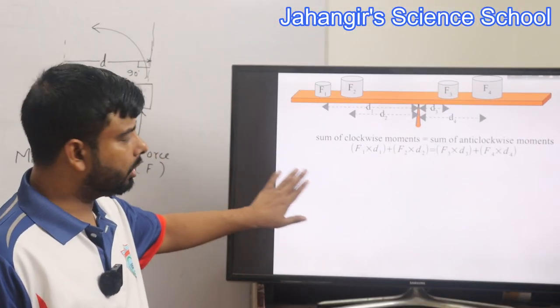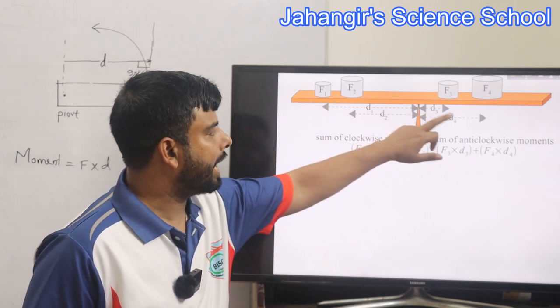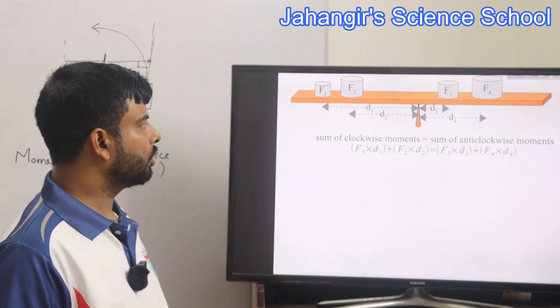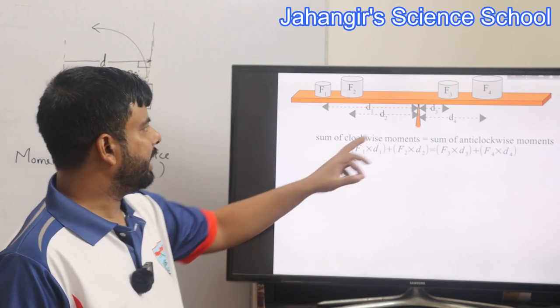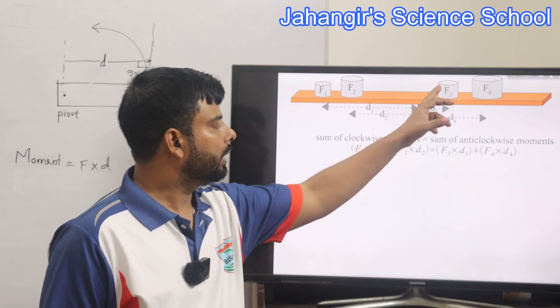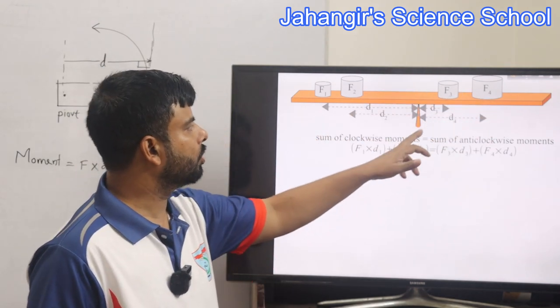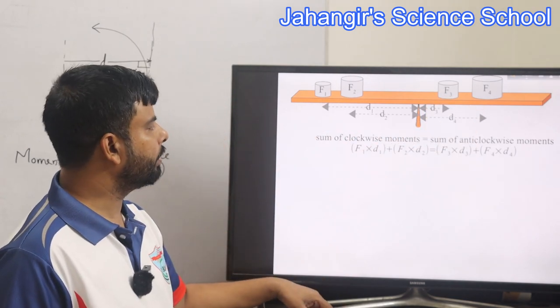Okay, now look at the picture. Here this plank is balanced. This one is a pivot. So there are four objects here, F1, F2, F3 and F4. Weight of the F3 and F4 acts downwards, so these two forces produce clockwise moment.